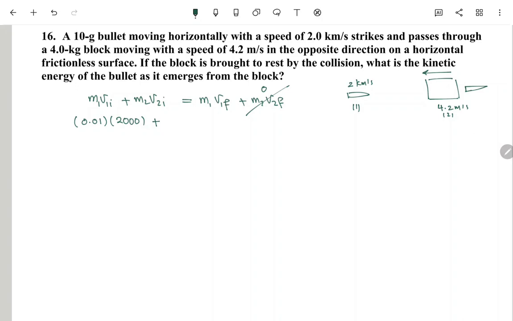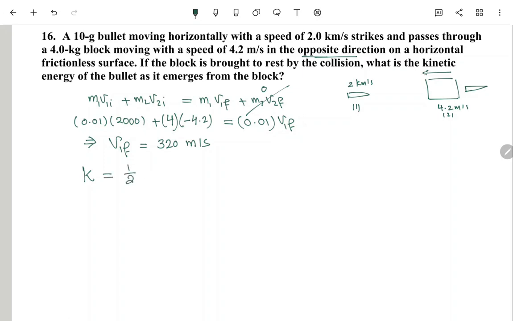plus m2, it's 4, and v2 initial it's 4.2, but it's moving in the opposite direction, this way right here, so it has to be minus 4.2 meters per second. This equals 0.01, the mass of the bullet, times v1 final, and from this v1 final will be equal to 320 meters per second.